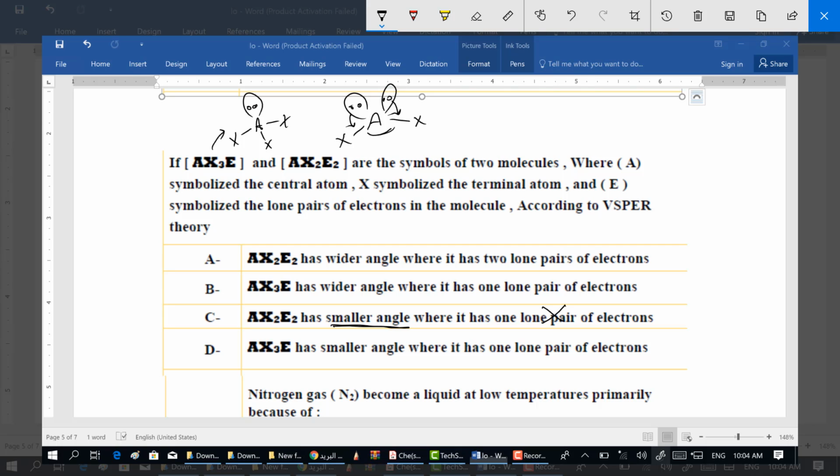AX2 has a wider angle, no. AX3 has a wider angle, it's correct. Where does it have a lone pair of electrons? Yes, correct. So it will be the choices. The correct choice will be B.